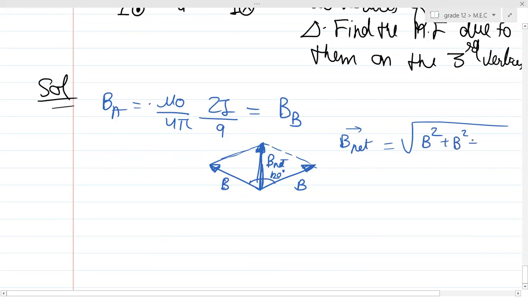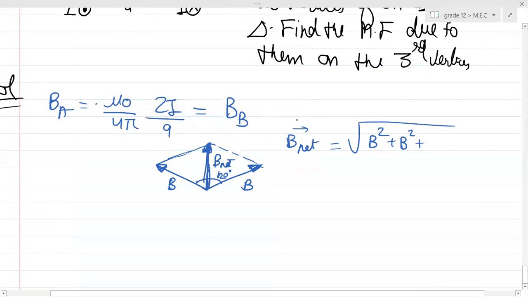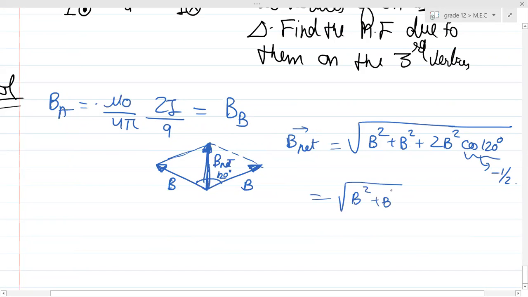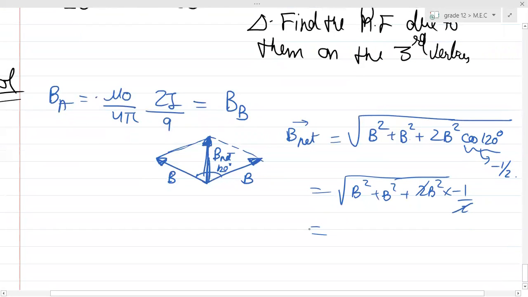Anyways, if you don't know that formula, it's okay. Can you see over here: A square plus B square plus twice of AB cos phi. So twice of B square into cos 120 degree. What is cos 120? Minus 1 by 2. So this will be B square plus twice of B square into minus 1 by 2. The 2 cancels with the 2, leaving minus B square. B square and minus B square cancel, and the final answer will be B.